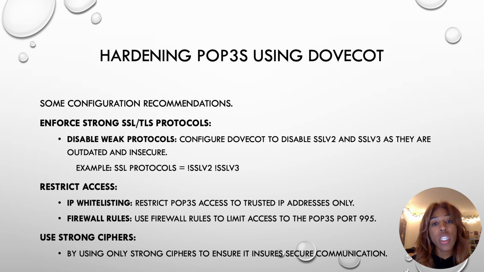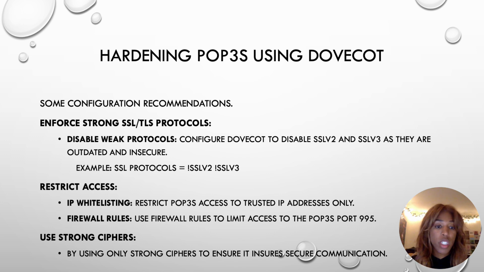When hardening POP3S using Dovecot, here are some of my configuration recommendations. So you would enforce strong SSL/TLS protocols and disable weak protocols, and configure Dovecot to disable older versions such as SSL version 2 and version 3, as they are outdated and insecure. And there's an example of the command.